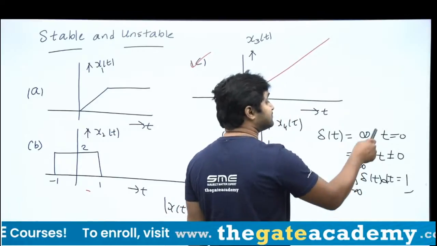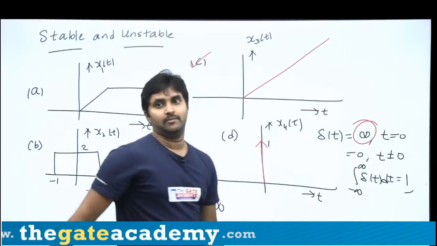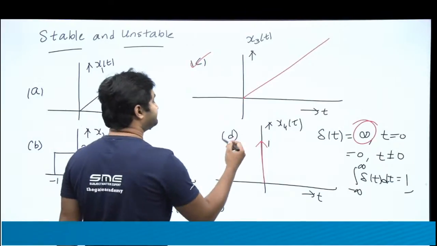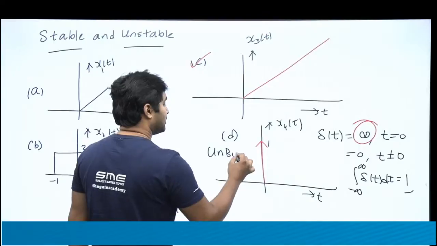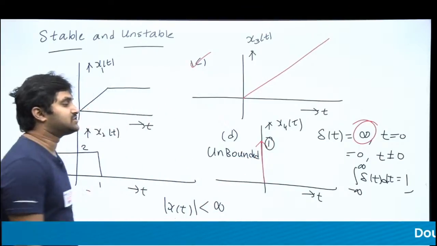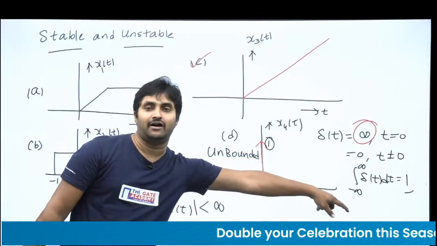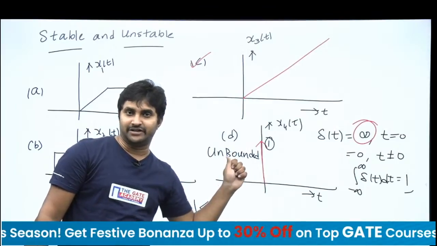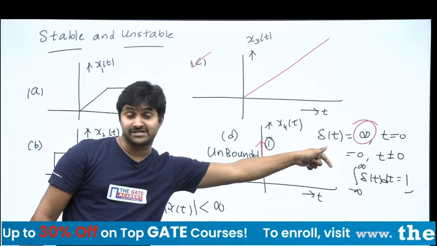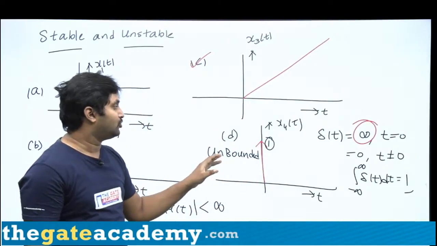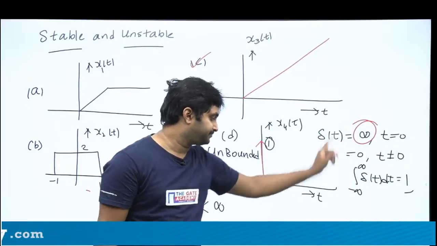But if you see, its magnitude is equal to infinity. So therefore, we call this unbounded. So we should be very, very careful. What you see here as 1 is not its magnitude, it is its area. Please understand. This is misleading. But if you talk about the magnitude, it's infinity at t equal to 0.